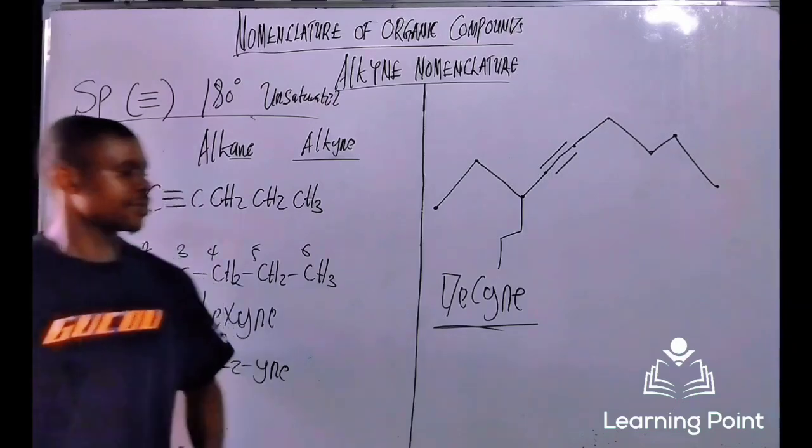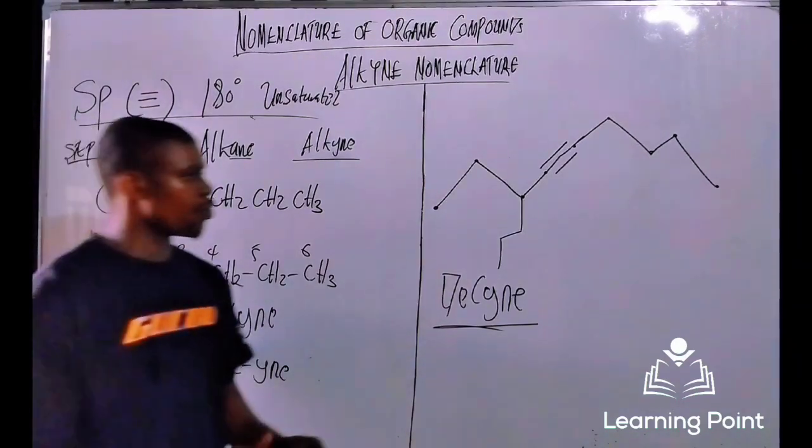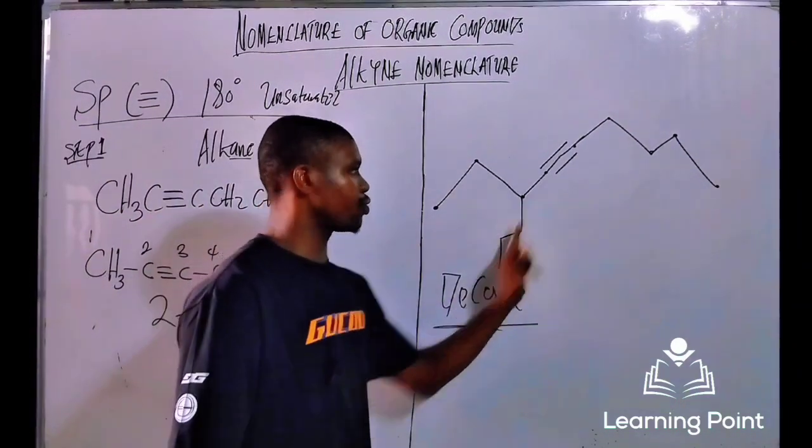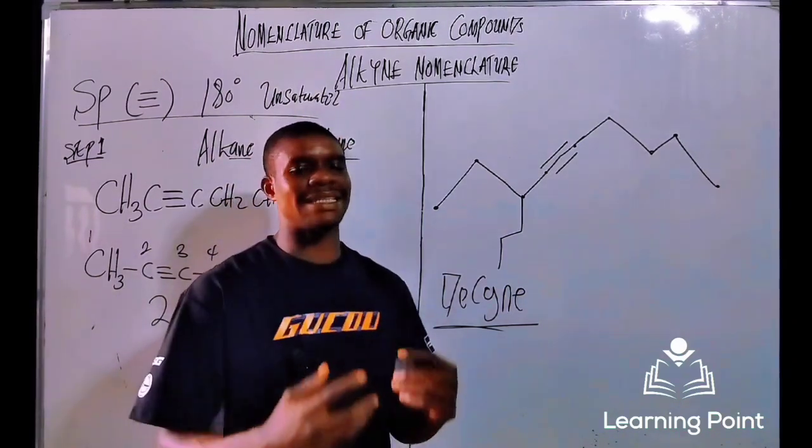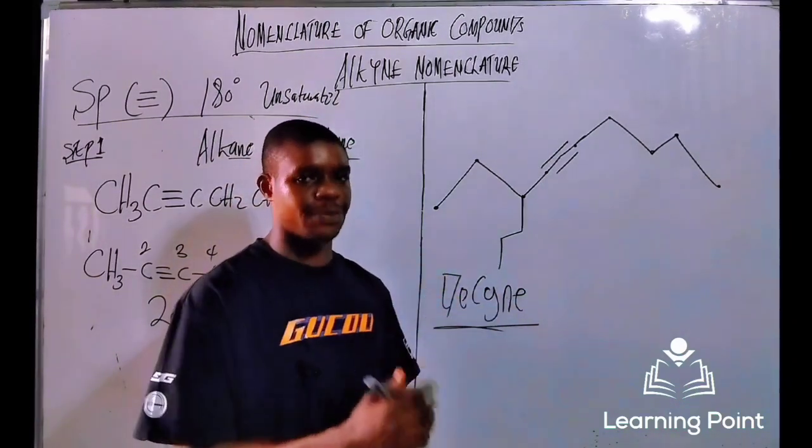Let's look at this guy here. So when I have something like this, I go from here to this point here, right? How do I know which numbering to use? The carbon atom that carries the triple bond must have the lowest possible number.